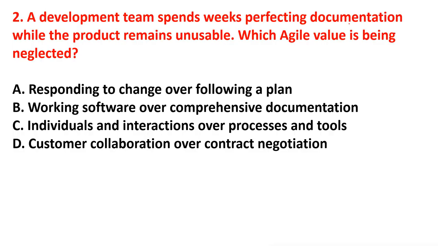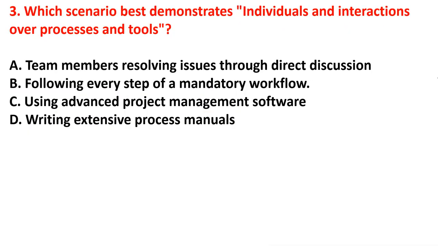They are spending too much time in documentation while the product remains unusable. Which agile value is being neglected? Again, the same answer, working software over comprehensive documentation. This one we are neglecting because in agile we have to work on working software. Focus should be on the left side of the values compared to the right side. So this is the best answer. You can read the other three. These are not the correct answer.